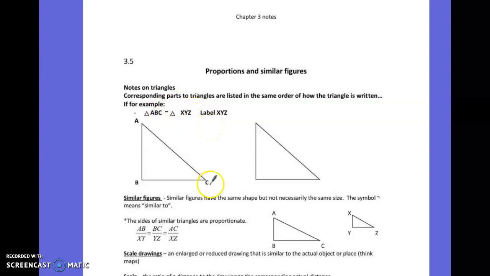So the first thing we're going to do is label this triangle as XYZ. So we can see that A and X need to be in the same spot, so I'm going to label that as X. B and Y are in the same spot, so that would be Y. And then C and Z are in the same spot, so this would be Z. So that's the first part, is kind of understand that the letters are in the same positions for similar triangles.